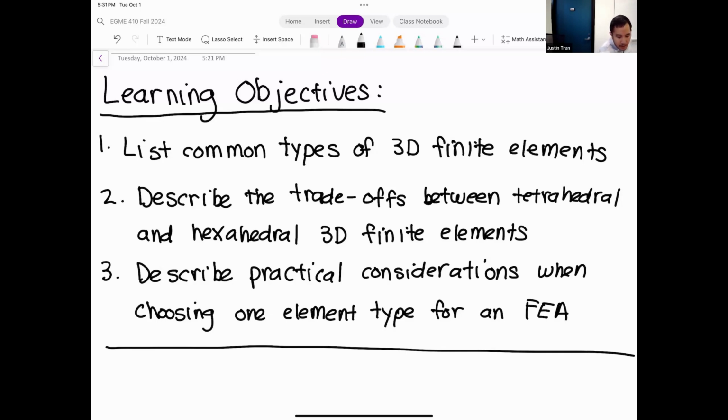Last Thursday, we talked a lot about 2D elements. So today we're going to move up to 3D. All right. Any questions on anything before we get started for today?